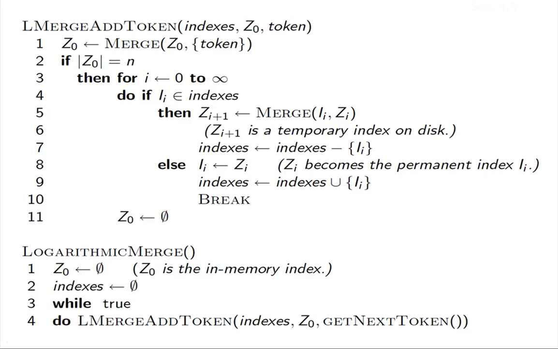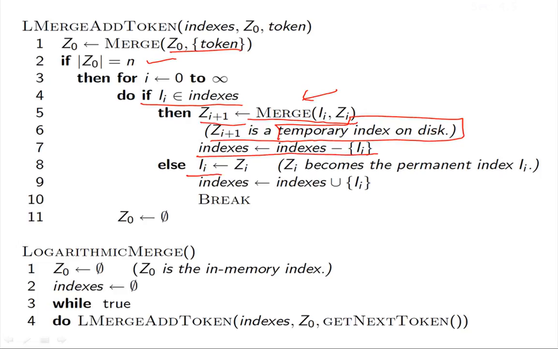Now it will become clear from here also. Suppose we have a list, merge Z0 and the token. If Z0 is already equal to n, then for i equal to 0 to infinity, if Ii is a member of the indexes, then merge that index with Zi, where Zi+1 is a temporary index on the disk. Now reduce the index size, otherwise write that index on the disk.